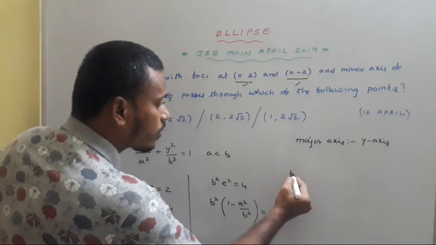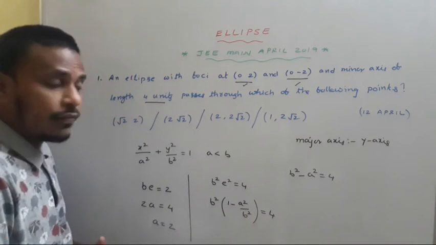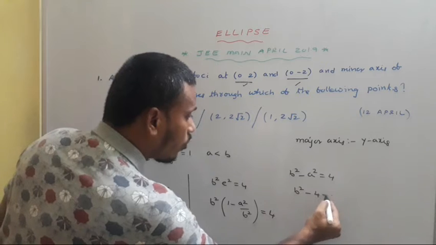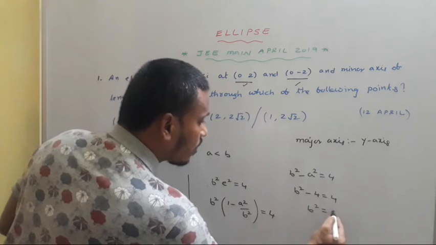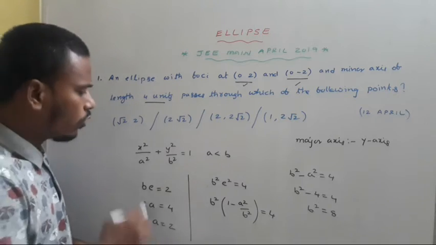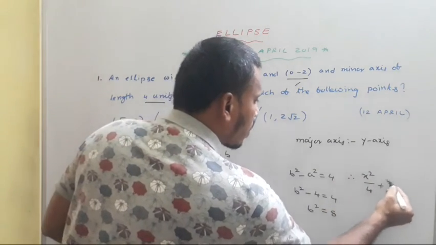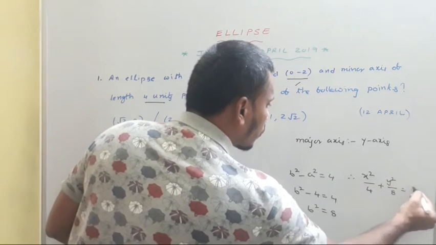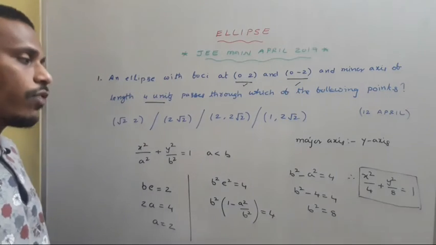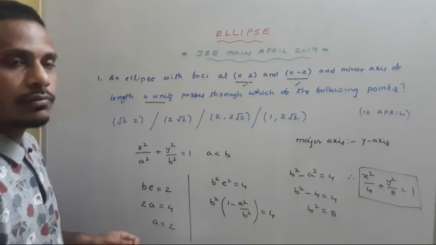So we will get b square minus a square equals 4 if we multiply with b square, and we have a with us. So b square minus 4 equals 4. b square equals 8. At the end, b square is 8 and a square is 4. So the equation of the ellipse finally is x square by 4 plus y square by 8 equals 1. If it is the equation of the ellipse, we need to check which of these given points satisfy the given equation. So check it.